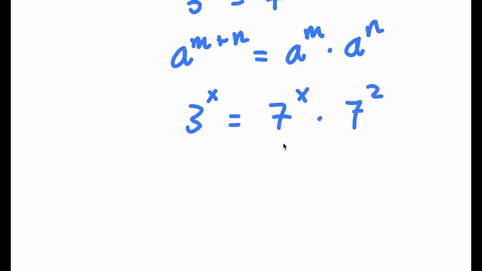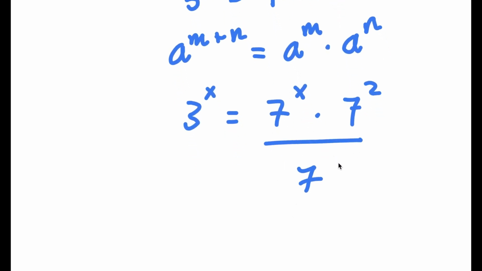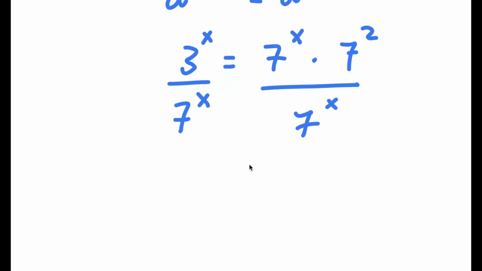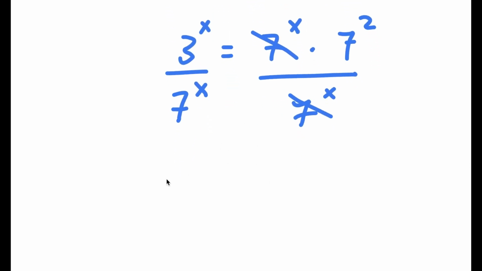Now, I'm going to go ahead and divide both sides by 7 to the power of x. So then these two cancel out, and now I'm going to be left with 3 to the power of x over 7 to the power of x is equal to 7 squared.